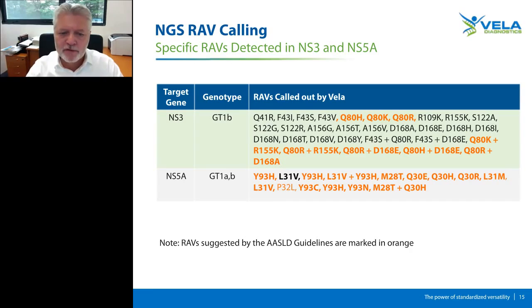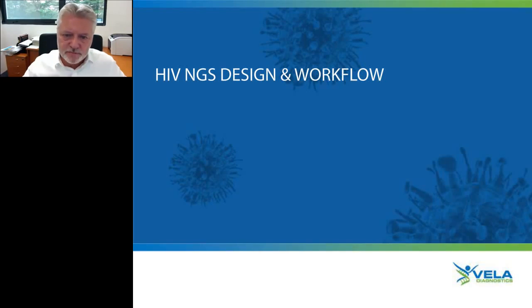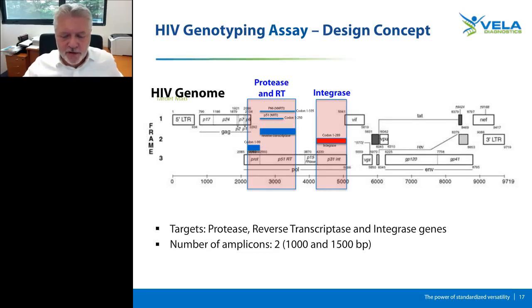The NS5B region has a very, very high resistance to mutation, and we don't see a lot of, or at least not significant in NS5B regions, RAVs which are clinically significant. So again, as you can see, actually all of the NS5A and the NS3 RAVs which are recommended by the guidelines are covered by the VELA assay. The European guidelines which came out recently are calling for a lesser number of RAVs, but basically giving you very similar information. Now let me switch to HIV.